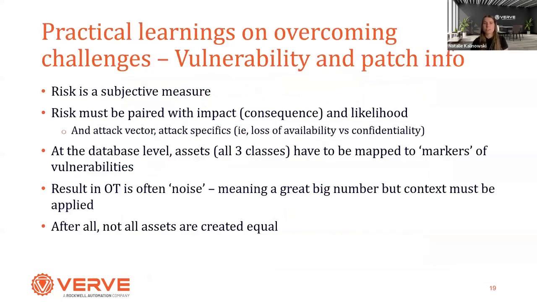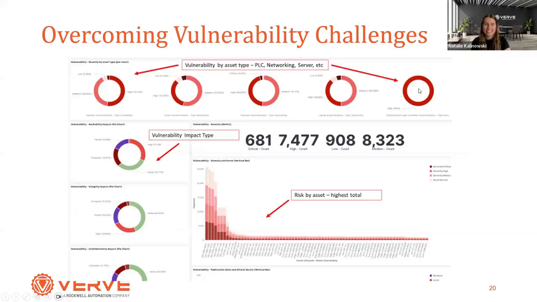So what are our practical learnings? Well, first we learned that risk is subjective and that it must be paired with the impact or consequences, as well as the likelihood of an event occurring. Next, we realized that at a database level, we need to map our vulnerabilities directly to the assets. And then when the result is a bunch of noise, we need to apply that context, because we realize that not all OT assets are created equal. So now we can switch to the next slide.